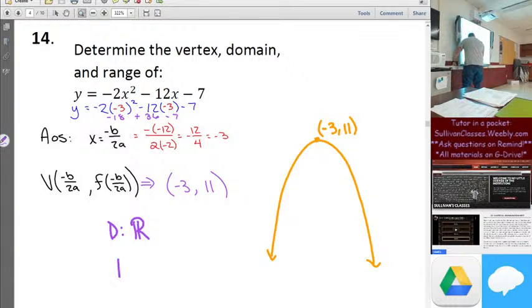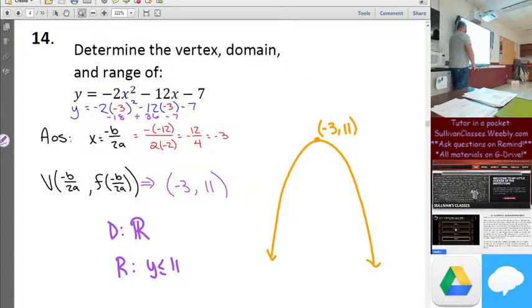The range, on the other hand, remember that domain is x's, range is y's. The y's are always going to be below that vertex. So y is less than or equal to 11. Never going to go above that.